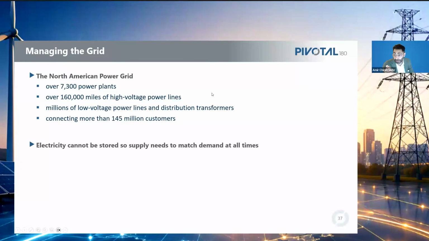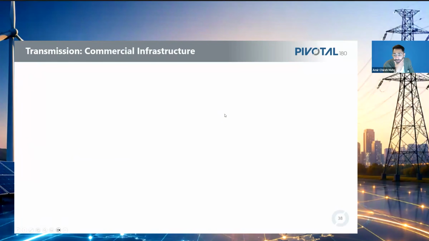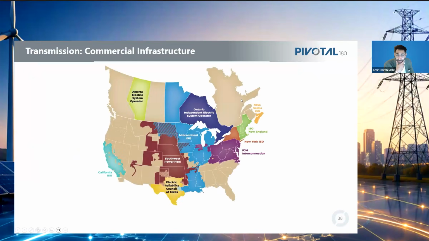And the total customer base, if we count all residential, commercial, and industrial customers, is in excess of 145 million. But because electricity supply can't be matched in real time, we have these balancing authorities, the independent system operators I keep talking about, and there are approximately 60 of them in the US, which may be utilities or larger independent system operators that actually manage the interaction between multiple utilities in one area. So what does that look like on the map of North America, or at least much of Canada and the US?